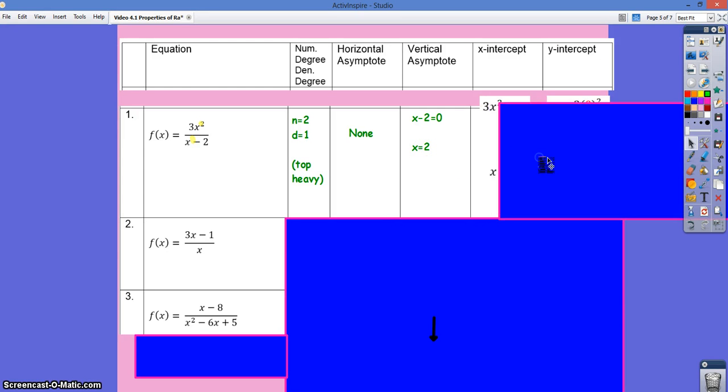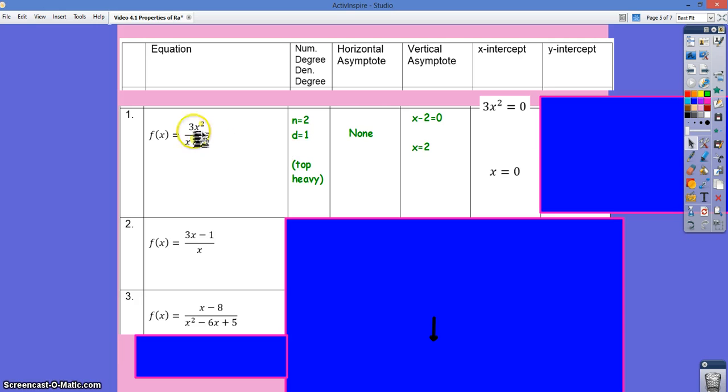X-intercepts. How did I find x-intercepts? I set my numerator equal to 0 and solve. Well, we have 3x squared equals 0. If I divide both sides by 3, and then take the square root of both sides, hopefully you can see that we get x equals 0.